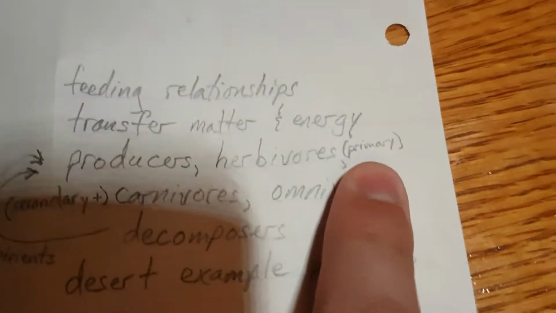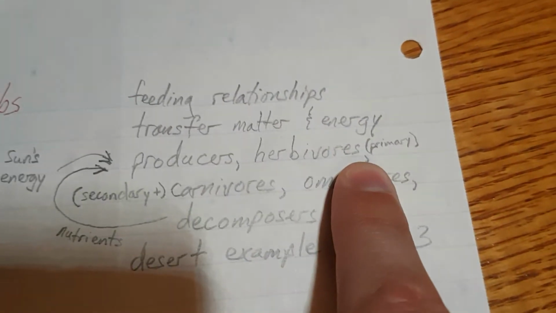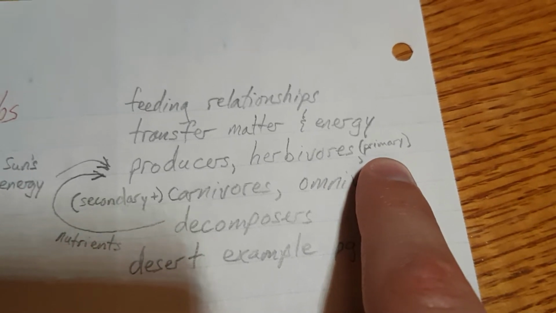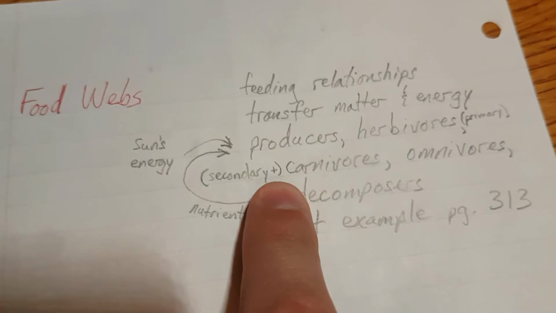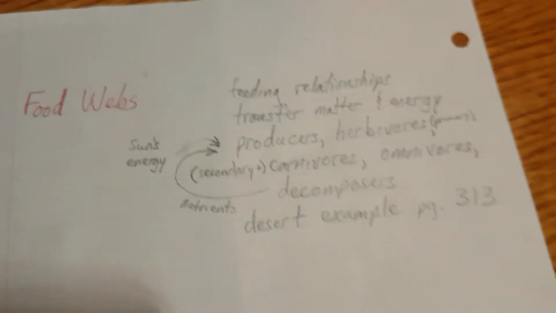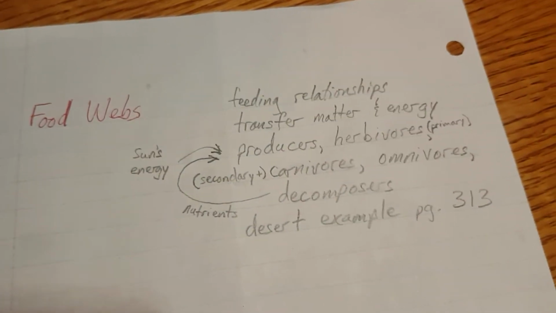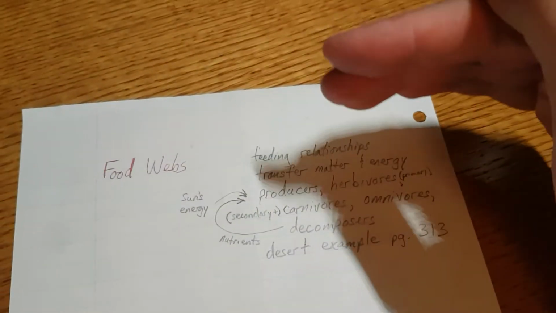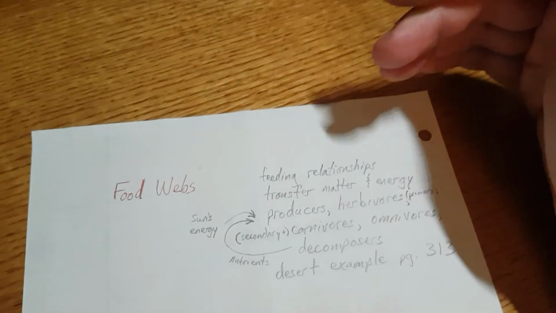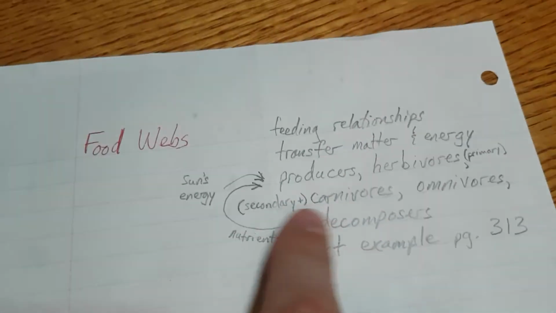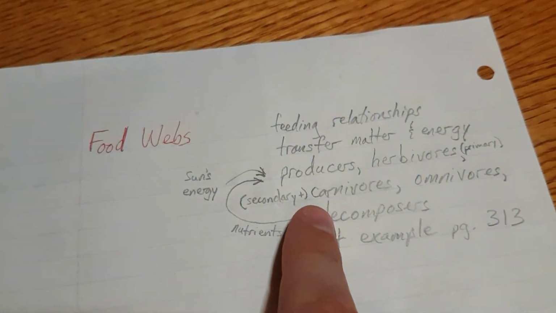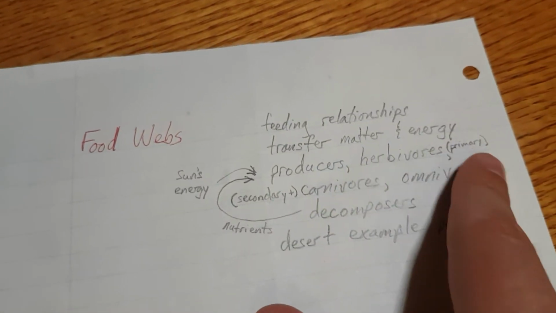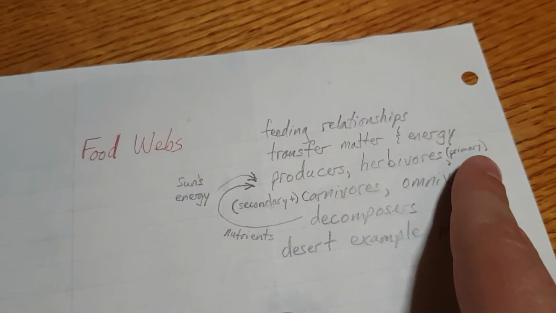Primary. Look at that. Put primary next to herbivores. If herbivores are primary consumers, then that makes the carnivores the secondary, and I put a plus because they might have more levels than that. Remember, a food chain has producers, and then primary consumers, and then secondary consumers, and then they might have a third level consumer. So carnivores are secondary plus level consumers. Herbivores are the primary, the first.